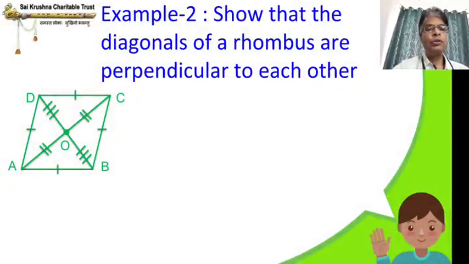Example 2. Show that the diagonals of a rhombus are perpendicular to each other. Hope all of you know what a rhombus is. In the types of quadrilaterals, and then subsequently types of parallelograms, we have already discussed what a rhombus is. In a rhombus, all the sides are equal. I have put some properties also. We are going to see in all these examples one property that we have put, and we are going to prove that.